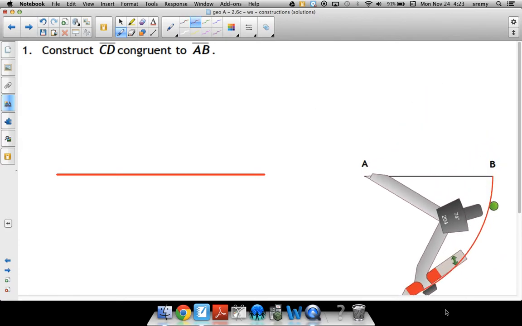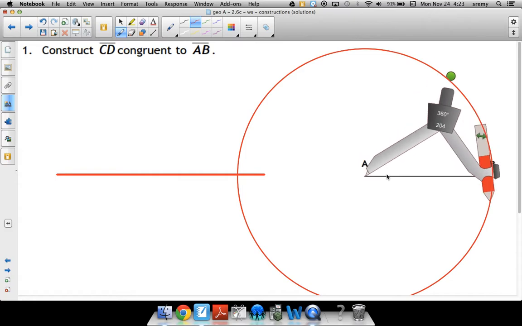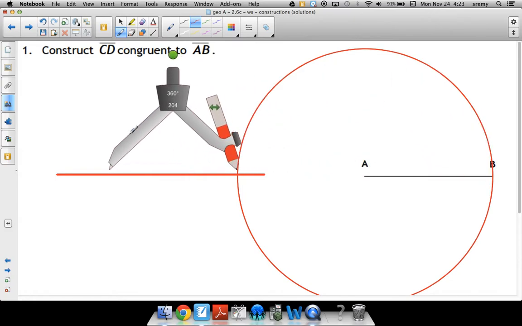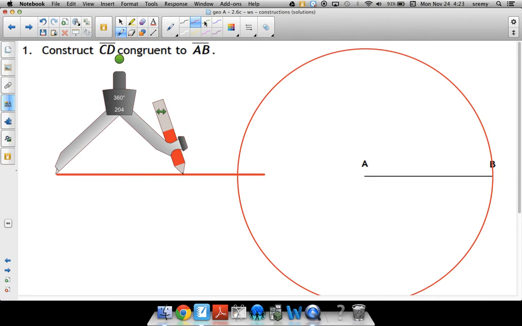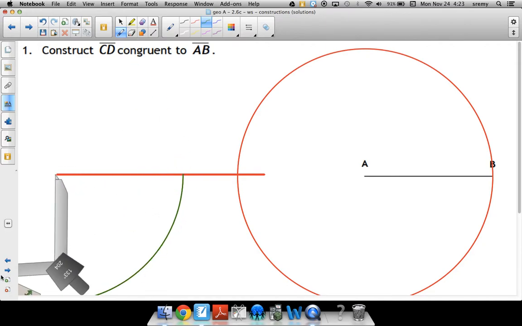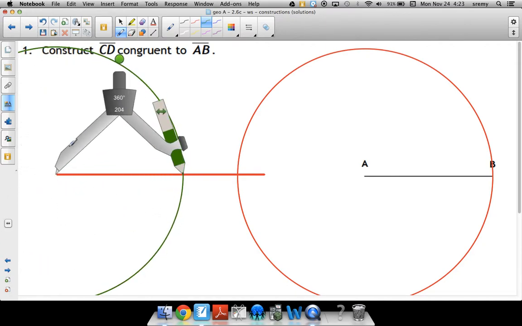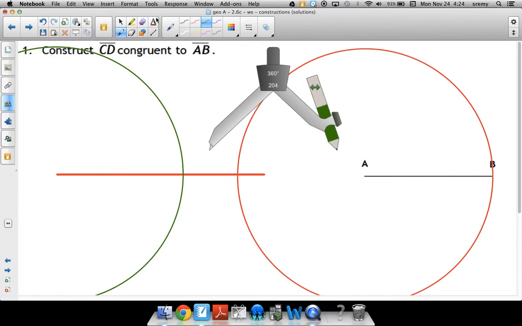then you can make a circle there. Technically, you don't have to. And then you want to mark off that same distance on the large segment that you created. And now you have a segment, let's call it CD, that is just as long as the one that you started with.